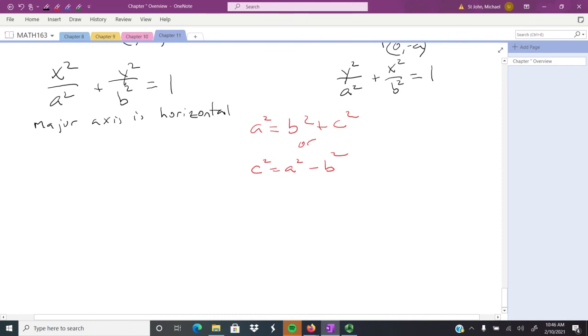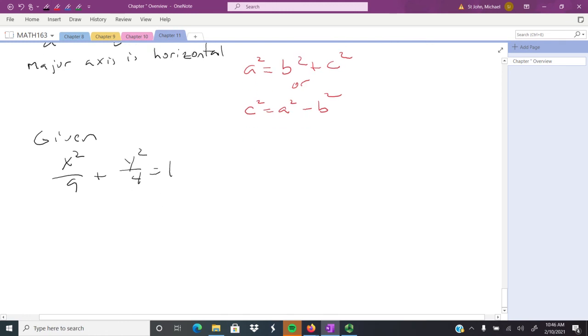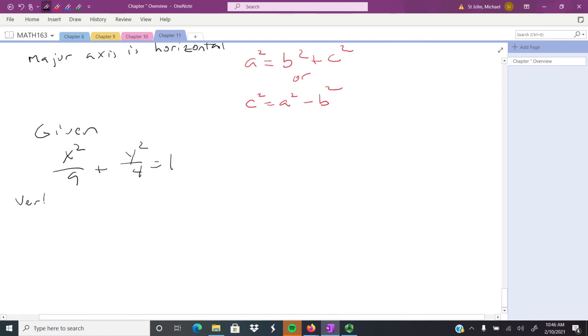So then, given something like this, let's say we're given x squared over 9, plus y squared over 4 equals 1. I want to know all the vertices for this. So the vertices are going to be (3, 0) and (minus 3, 0). And then the other two will be (0, 2) and (0, negative 2).